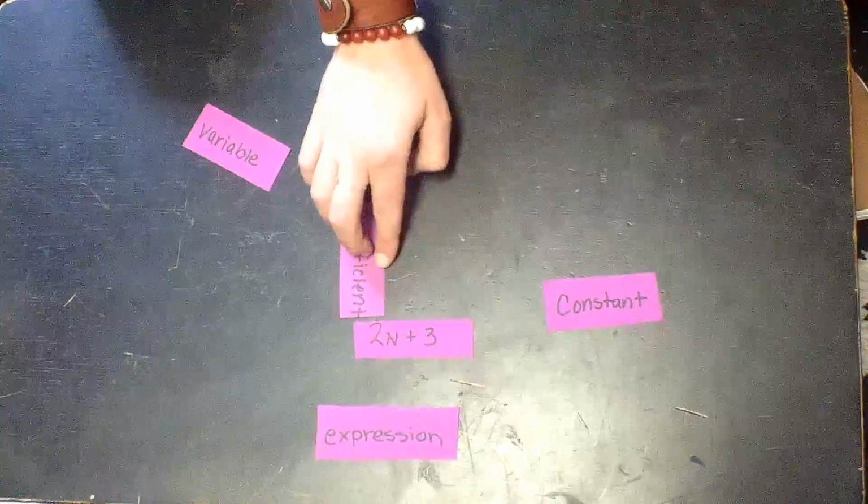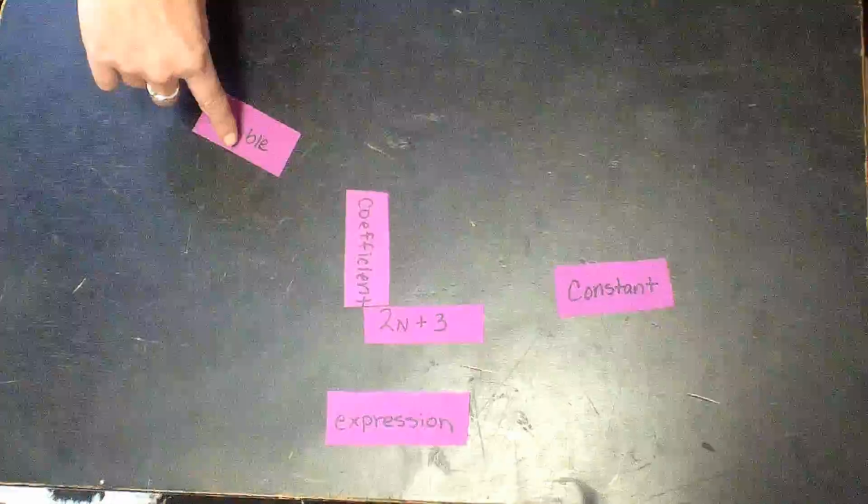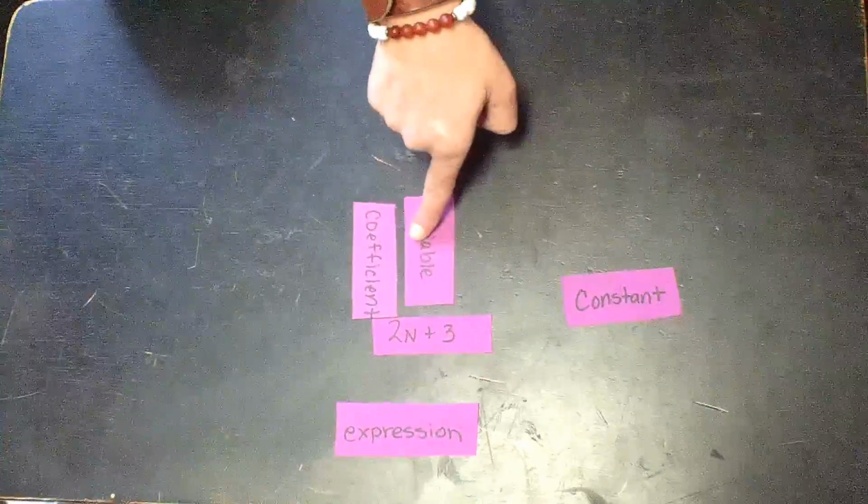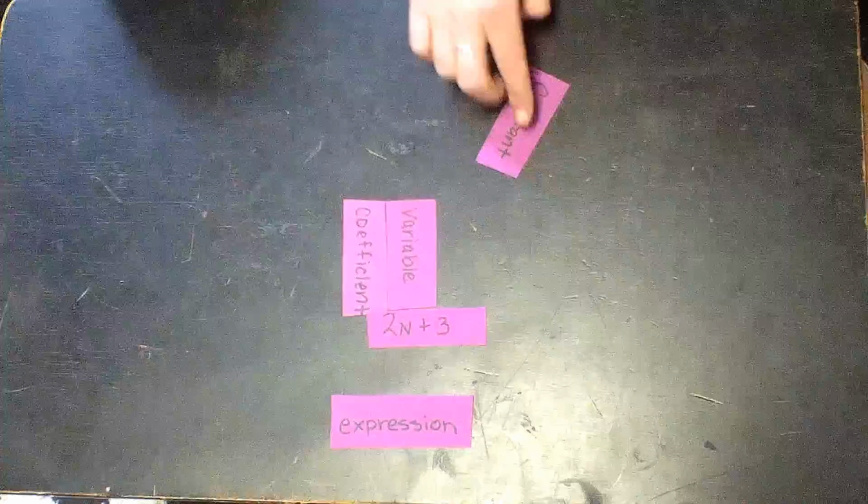So I'm going to kind of turn it like that. And then the n is still what we call a what? A variable. And then the 3 is still what we call a constant. And this is just another form of an expression. So the number in front of that variable will always be a coefficient? Yes, and I like to think of it as the coefficient tells me how many variables there are.